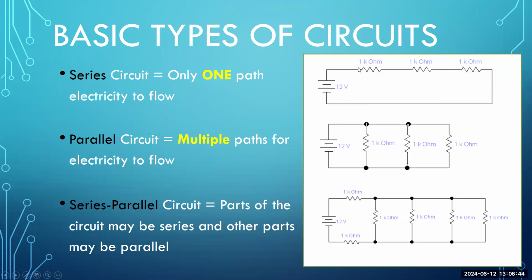We call them series resistors because they are arranged in a series circuit, and the current flows back to the positive side of the voltage source. One path means series circuit. A parallel circuit would be defined as one that has multiple paths for electricity to flow.